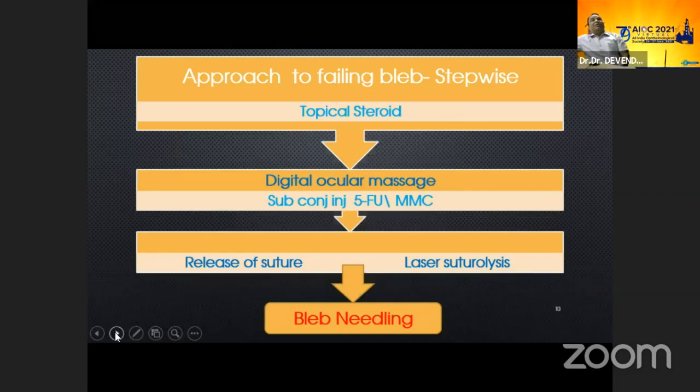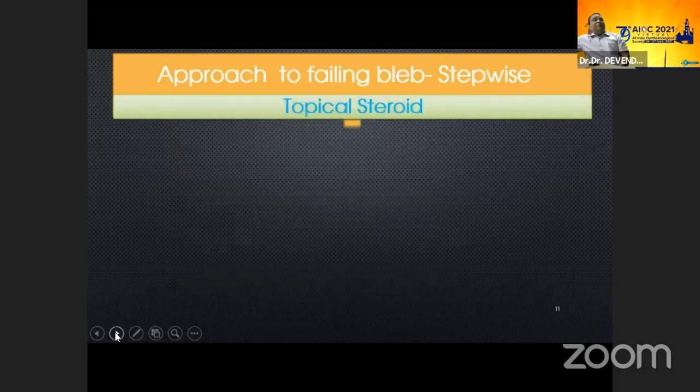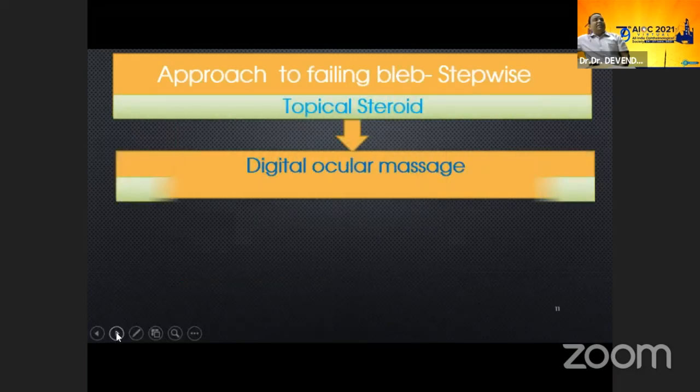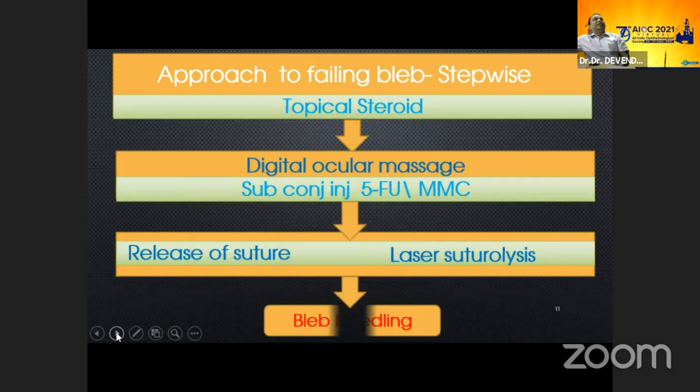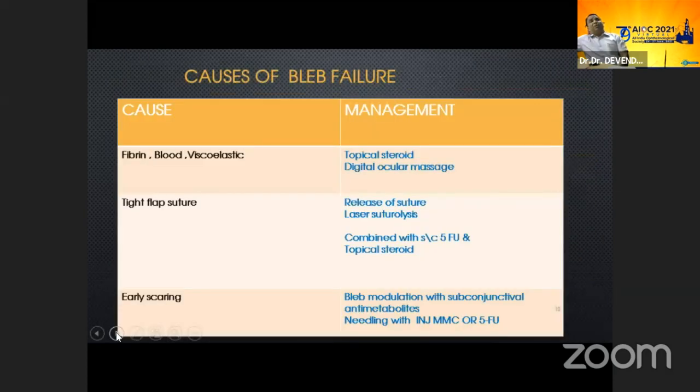So these are the stepwise management: topical steroid, digital ocular massage, subconjunctival MMC or 5-FU, and releasing the suture. So I think we will take them one by one. Probably this is the same slide, it's repeated, sorry. So coming to the causes of bleb failure. Probably this is fibrin, blood, or viscoelastic around the ostium, sometimes a tight flap suture, or early scarring as the main cause of bleb failure.